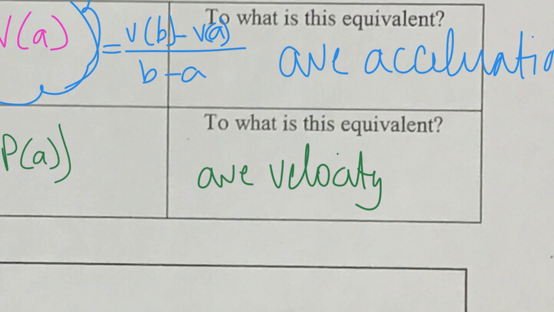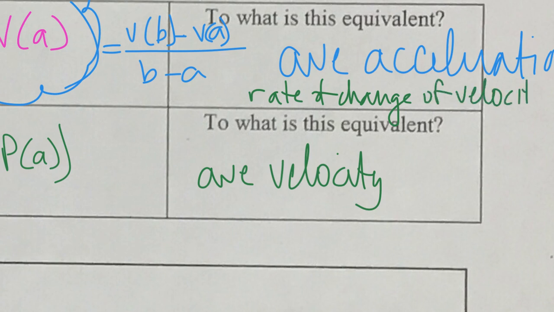So in other words, average acceleration is the rate of change of velocity. How fast is your velocity changing? Average acceleration is the rate of change of your velocity, and average velocity is the rate of change of your position.